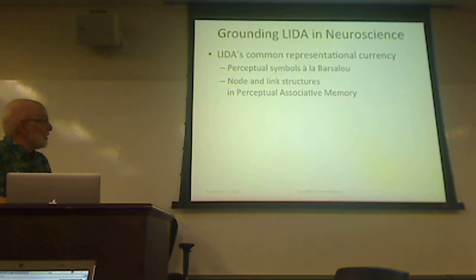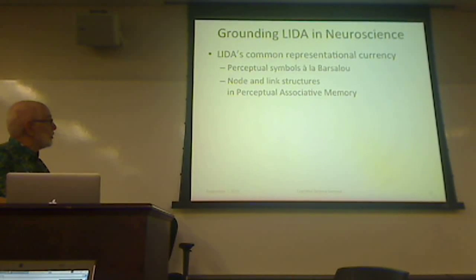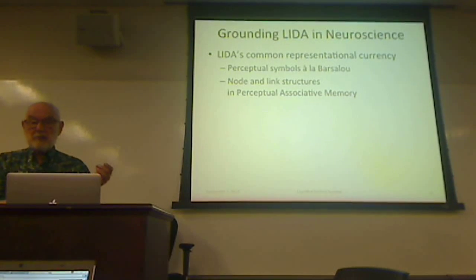LIDA's common representational currency is essentially perceptual symbols, a la Barsalou. How many of you know that paper? Not many. I suggest that you go and find it. It's a 1999 paper. It shouldn't be missed. Anyway, we do the representations in terms of nodes and link structures like the ones I showed you before. That's the simplest kind. It can be much more complex than that. The simpler ones are found in perceptual associative memory, and simpler and more complex ones are found throughout the model.